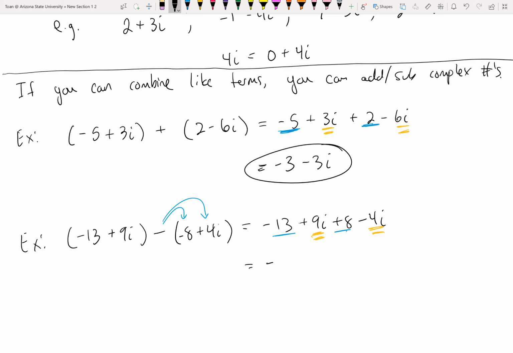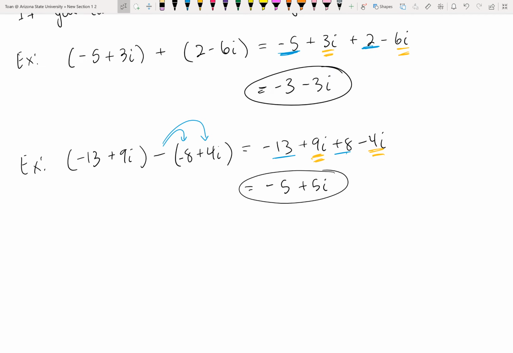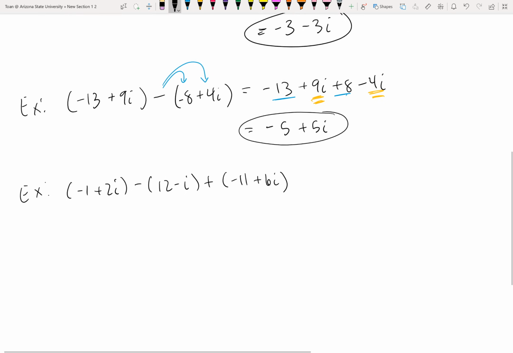So the blues give us a negative 5. The yellows give us a positive 5. It's pure coincidence that these have the same numbers and magnitude. It's not always going to be that way. And the only way that this thing can get harder is if I ask you to add multiple pieces, like three pieces together. Say, for example, negative 1 plus 2i, and I want you to subtract 12 minus i, but then go ahead and add negative 11 plus 6i. Oh no, I see a subtraction.